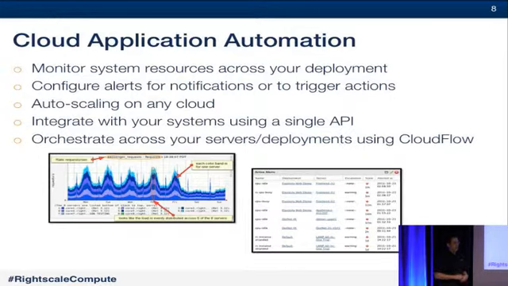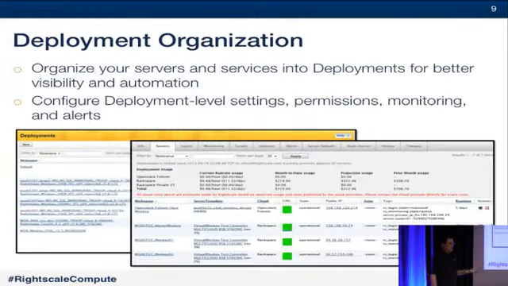It's one API. And then you can orchestrate all kinds of activities across deployments and across servers using a product that's new. It's in private beta right now, called CloudFlow. It's an orchestration engine that allows you to automate tasks across your entire application. So for example, let's say you needed to do a code refresh. You want to shut down or detach 5 servers at a time from a load balancer, update the code, then reattach them. You can do that with CloudFlow in a very logical, very efficient way. So that's one reason. Another value that RightScale provides on top of Chef is organization of your deployment.